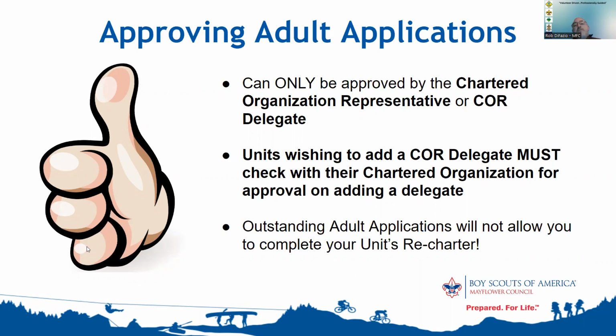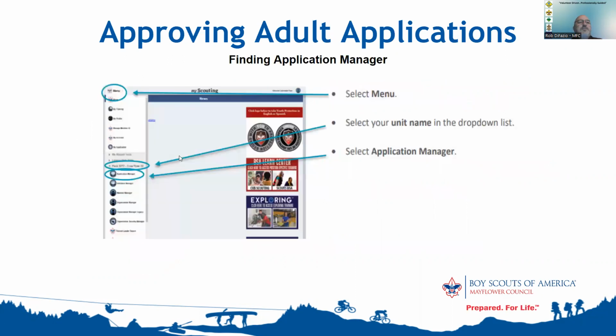So if you've never been on Application Manager before, we're finding that we want to add this to help anyone that's either new to the role of a chartered organization representative or maybe has never done it before. It's real simple. You go into your my.scouting.org account, you select menu, you look up the unit name that you're looking up and select Application Manager.